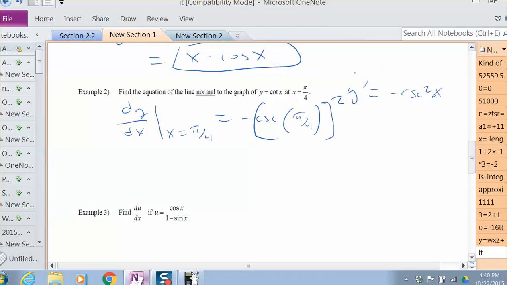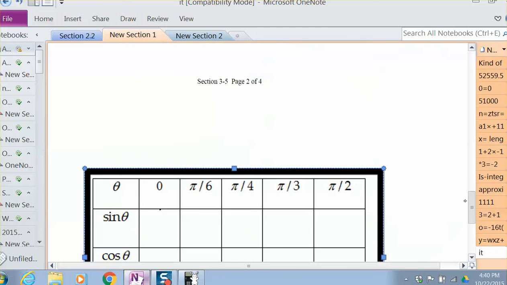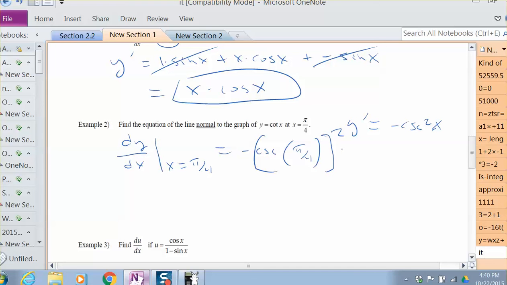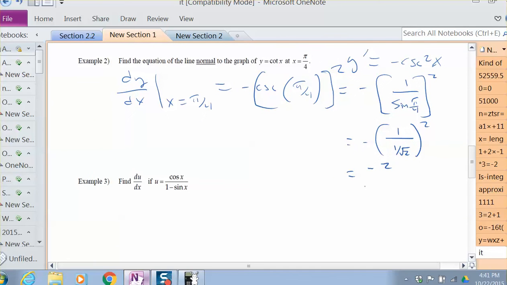Now, if you know your unit circle, which we're going to talk about over here in a little bit, that's 1 over sine of pi over 4. So we have a negative 1 over sine of pi over 4, squared. Sine of pi over 4 is 1 over root 2. So it's negative 1 over 1 over root 2. That flips, square it, you should get negative 2. So our perpendicular slope, of course, is 1/2.